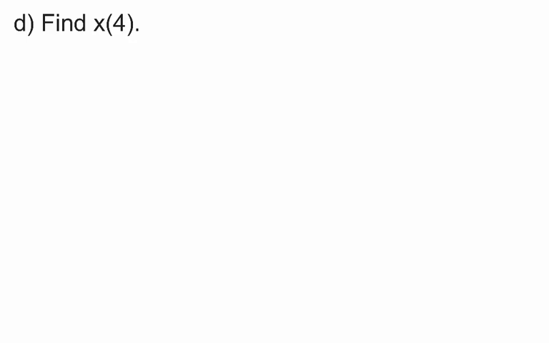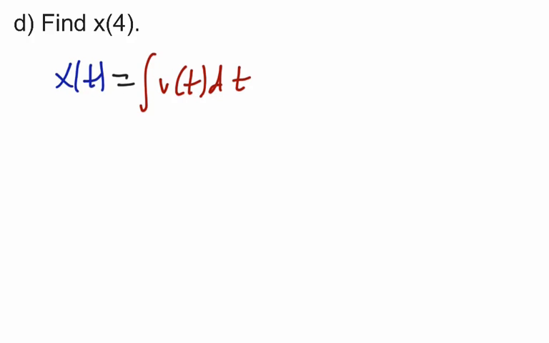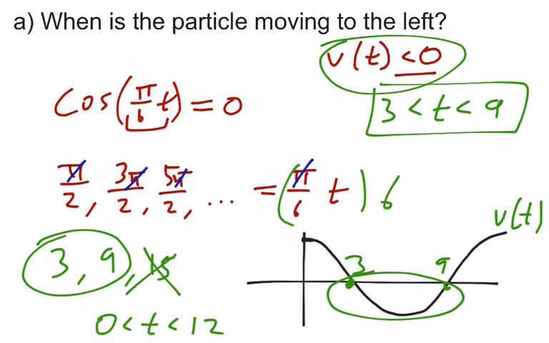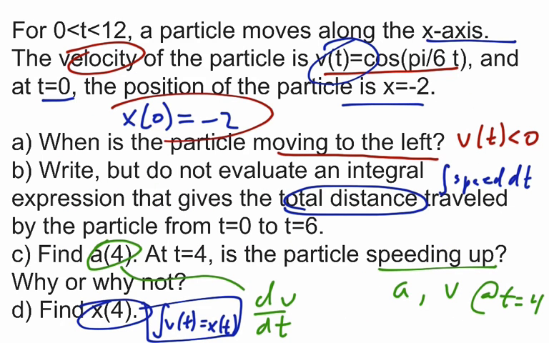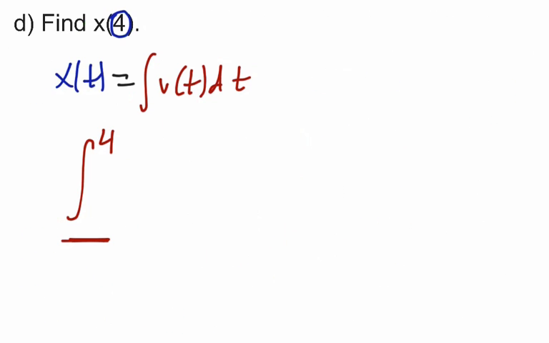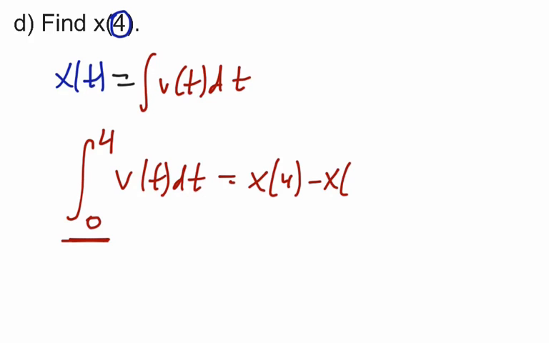So remember that in order to find position, x of t, this is going to have something to do with the integral of velocity. Because to go from v to x, you're going to take the antiderivative. So we have to use the fundamental theorem because we are finding the position at a specific time. So the way we do that is we plug in t equals 4 into one of the limits, and we're also going to plug in a t value down here that we do know the x value at. Going back to the original problem, that would be t equals 0 because we know the position at t equals 0. So we're going to integrate from 0 to 4 of v of t dt, and this will be equal to x of 4 minus x of 0.